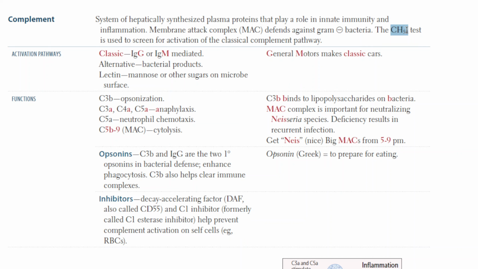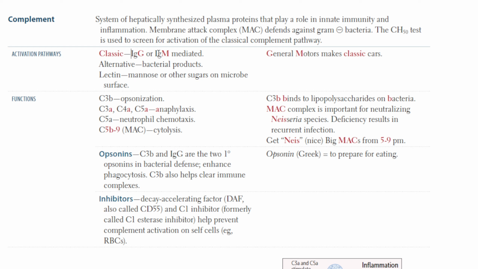The CH50 test is used to screen for activation of the classical complement pathway. So the activation of the pathways, let's read about the classic pathway. In the activation of the classic pathway, we're going to have immunoglobulin G and immunoglobulin M mediating this process. So remember, classic pathway: IgG and IgM.